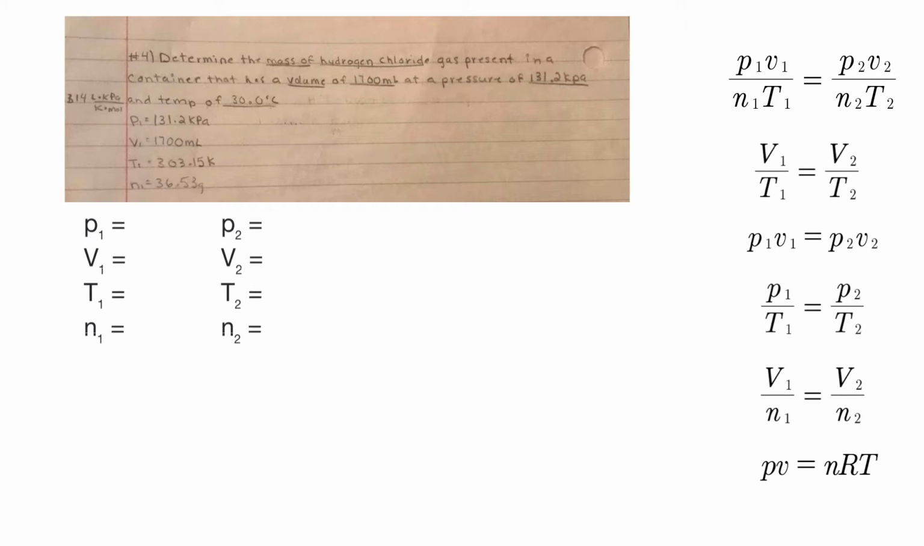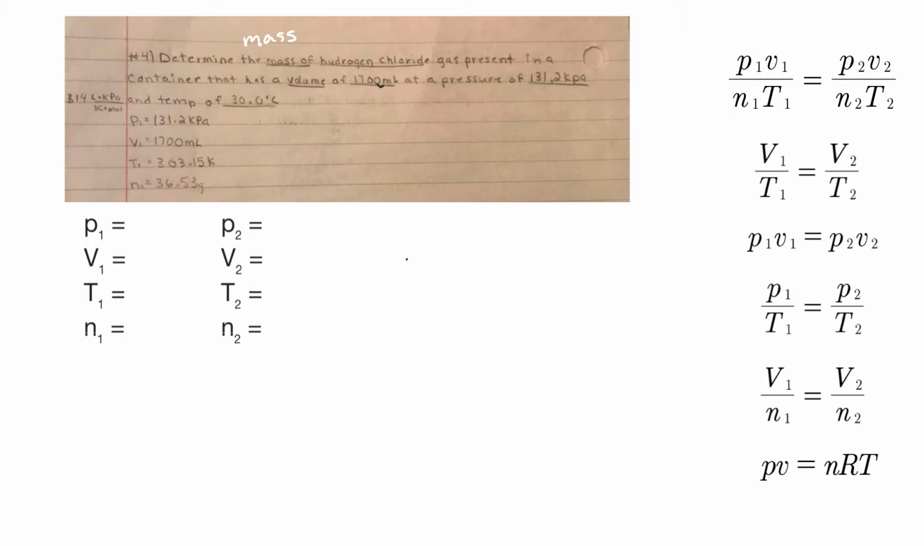All right, here's a couple of good questions where you have to determine what formula to use, and then once you've determined that, figure the question out. So it says determine the mass of hydrogen chloride gas. So they're looking for mass. Present in a container has a volume of 1700.